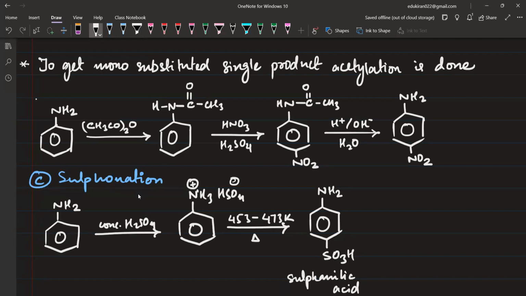This is the sulfonic acid part. So this hydrogen is acidic, and this nitrogen atom is basic, because it has a lone pair of electrons. So exchange of proton happens. We call it proton transfer. Proton goes from the acidic part to the basic part, and you get NH3 positive and SO3 negative. Okay? NH3 positive and SO3 negative.